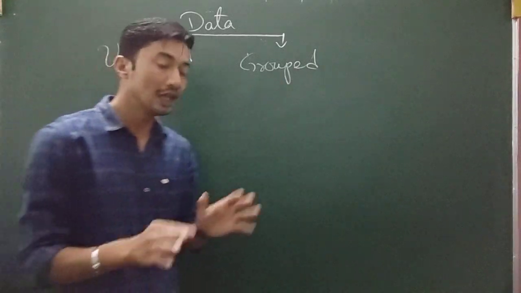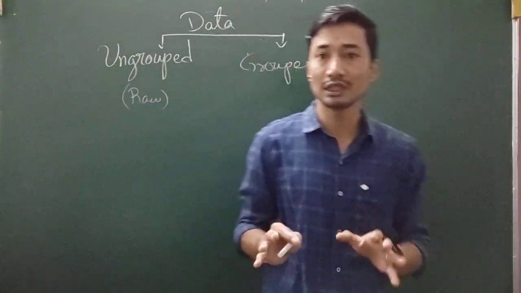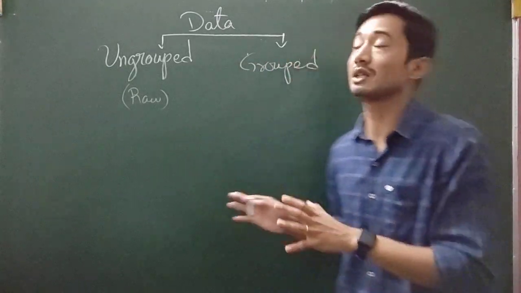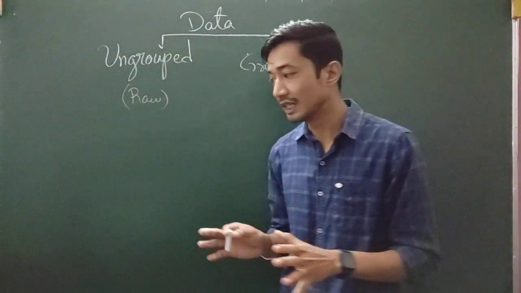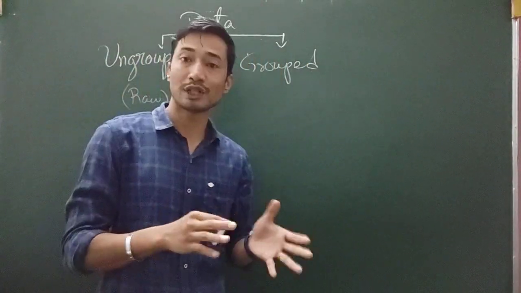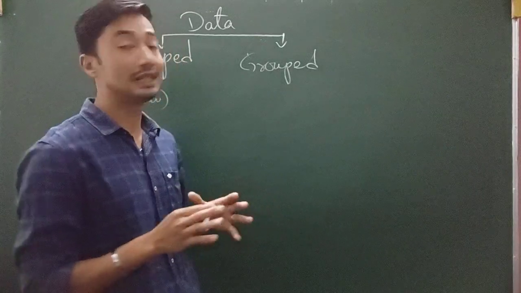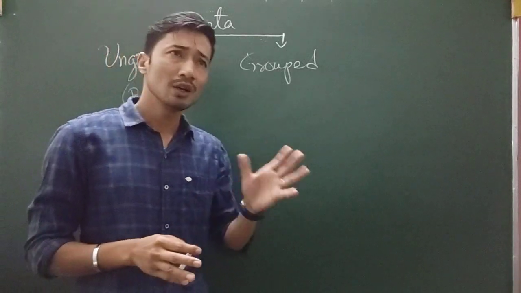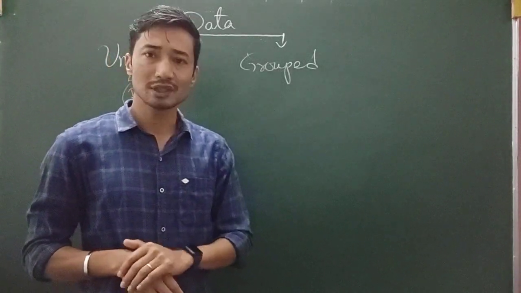So in simple words, ungrouped data we basically use when the population is small, and grouped data we use when the population is very big. In class 10, we are going to be learning how to solve, interpret, and analyze data related to grouped data. What is this data? What information are we going to talk about?